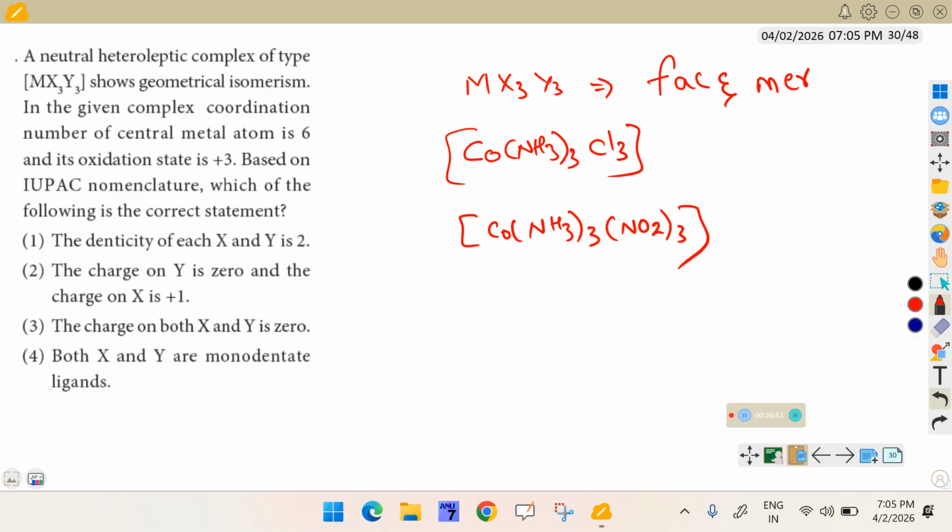In the given complex, the coordination number of the central atom is 6 and its oxidation state is +3. Based on IUPAC nomenclature, which of the following statements is correct? According to this, NH3 is a monodentate ligand, Cl3 is also a monodentate ligand. No doubt. The fourth statement is correct. Denticity of each X and Y is 2, wrong. The charge of Y is 0 and charge of X is +1. No, the chlorine charge is -1, so wrong. The charge of X and Y is 0, wrong. X is 0, Y charge is -1.